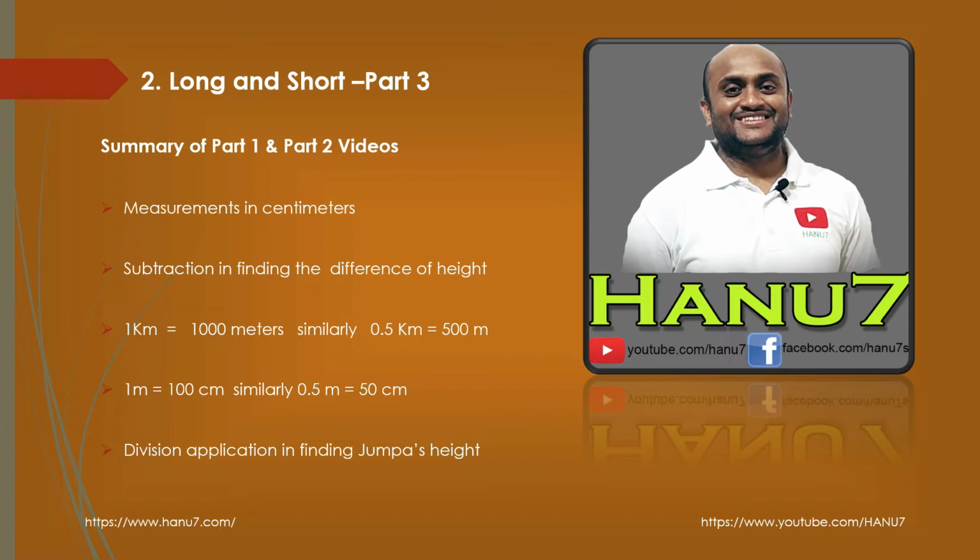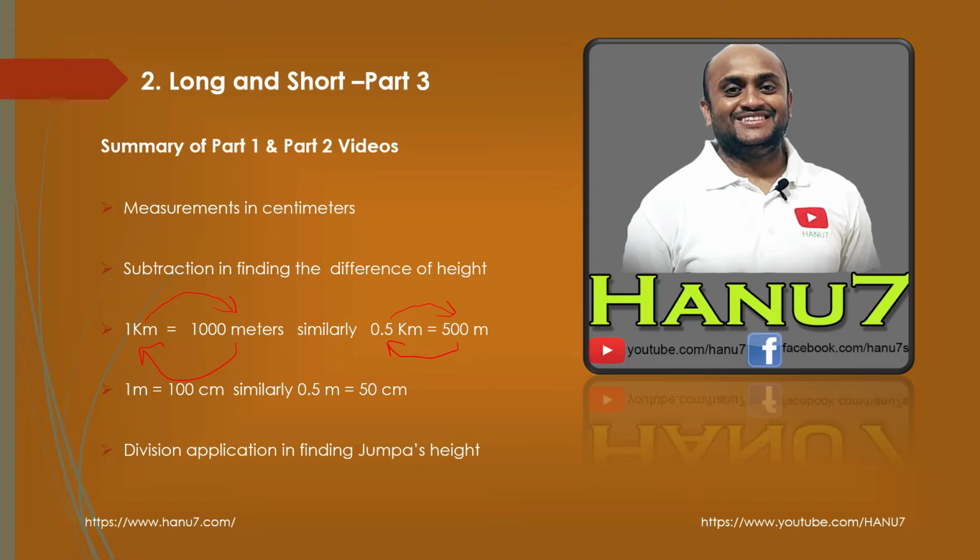In part 1 and part 2, we have seen measurements in centimeters, subtractions in finding the difference of height, and then conversions, like 1 kilometer is equal to 1000 meters. Okay. And similarly 1000 meters can also become 1 kilometer. It is applicable in both directions, vice versa. Similarly 0.5 kilometer is equal to 500 meters and 500 meters is equal to 0.5 kilometers.